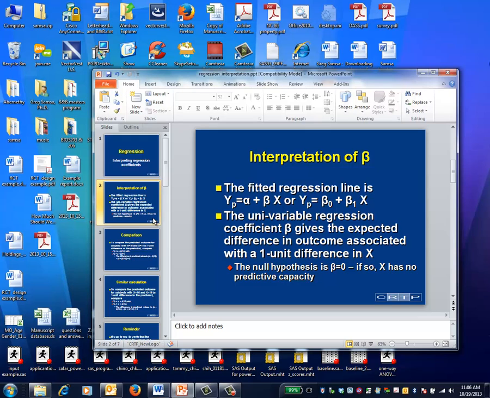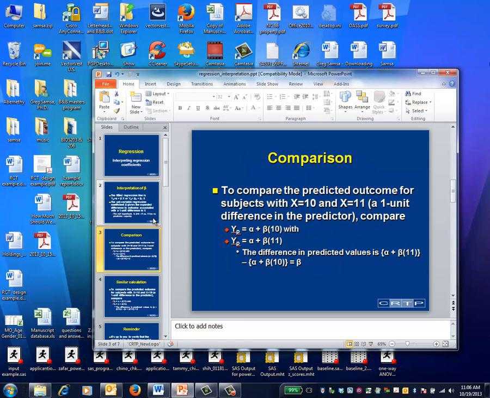The regression coefficient beta gives the expected difference in outcome associated with a 1-unit difference in the predictor x. When beta equals 0, the line is horizontal and x has no impact on the outcome. The next two slides demonstrate why beta has the interpretation that it does.